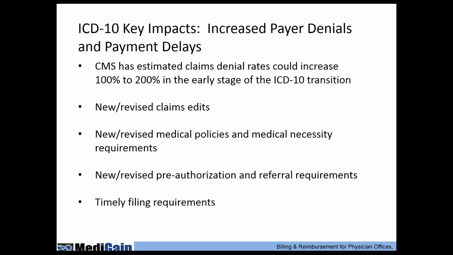Payer denials are expected to increase. CMS says up to 200%. And that's a result of a number of different things. So first we have new or revised claims edits. Most payers have in the neighborhood of 70 to 80,000 claims edits. So those are different edits that the claim must pass through in order to be paid. How will those claims edits all accommodate ICD-10? Or will they result in rejections? What new edits will payers be able to add? Because now we have much more granular data through our diagnosis. They might pay for one thing but not pay for something else now that it's more detailed.